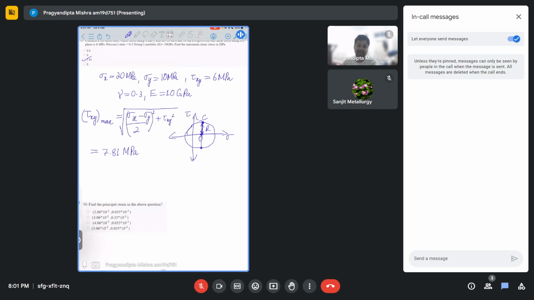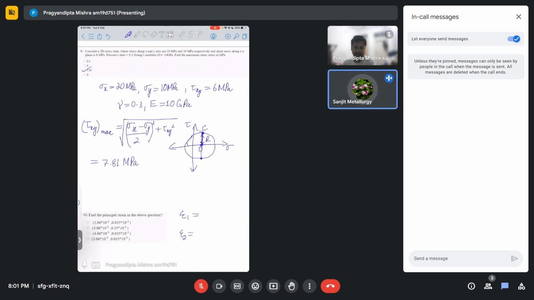We will not sit and calculate it because it will take some time to calculate. How would we find principal strains, epsilon 1 and epsilon 2? How would I find it? For that, we would require the value of Poisson's ratio and elastic modulus. Exactly. So here we will need your Poisson's ratio and elastic modulus.